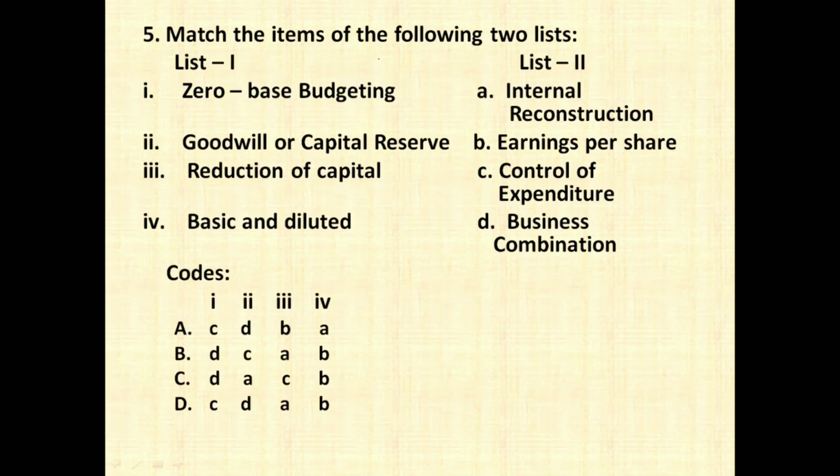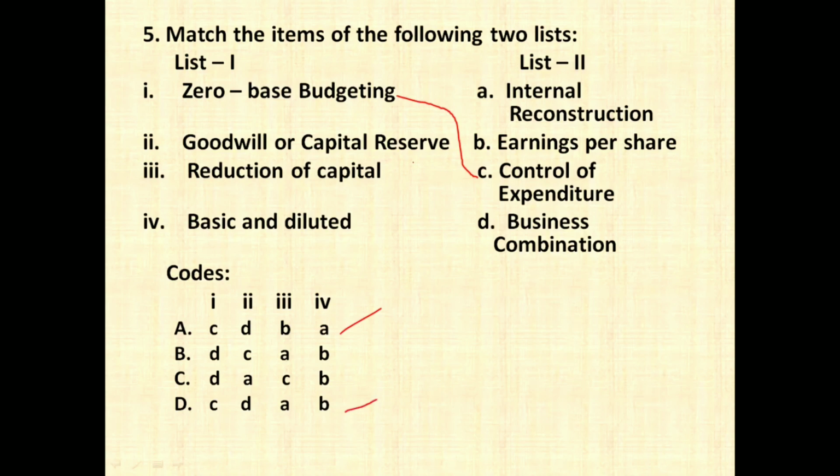Match the following items of the following two lists. So list one, they have given you 4 items, and list two, they have given you 4 things. Zero-based budgeting is nothing but it is a type of budgeting which is used to control the expenditure. So 1C. 1C, we have 2 options, that is option number A and option number D.